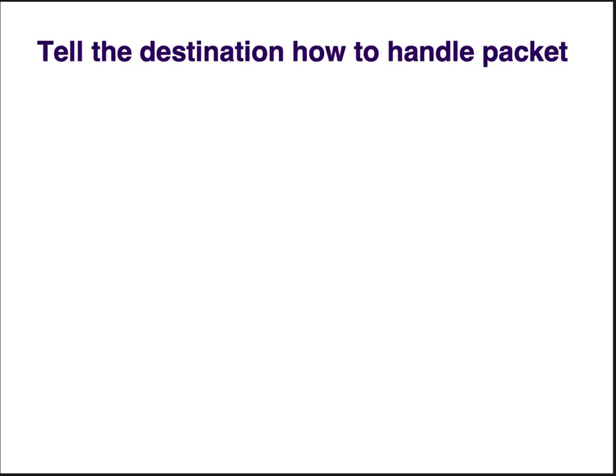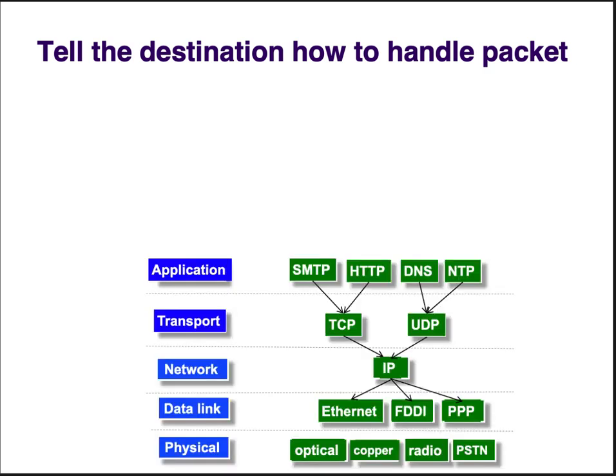To get back to the source, you need the source address. Next task was to tell the destination how to handle the packet. And here I want to go back to our protocol diagrams and our different layering architecture that we had earlier. Remember that when the packet arrives at the destination, it's coming in off the wire and traveling up this protocol stack. So now the packet has reached the destination.